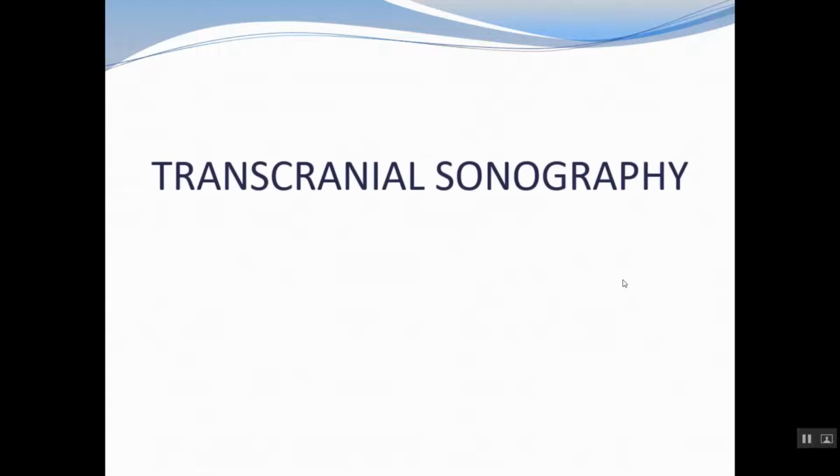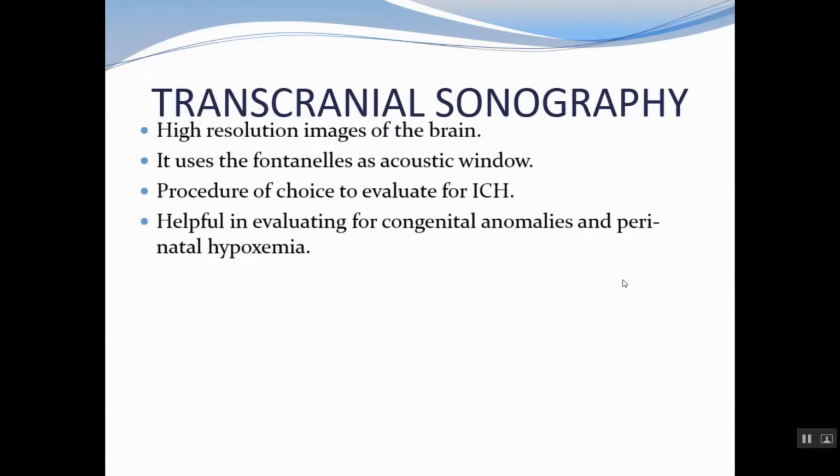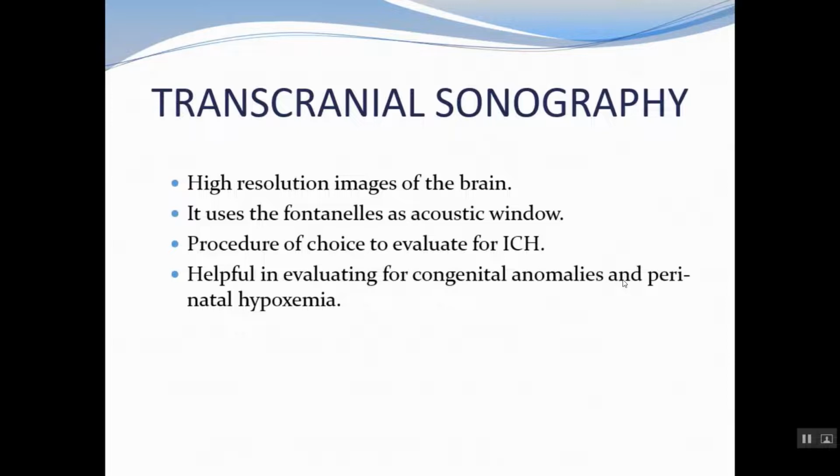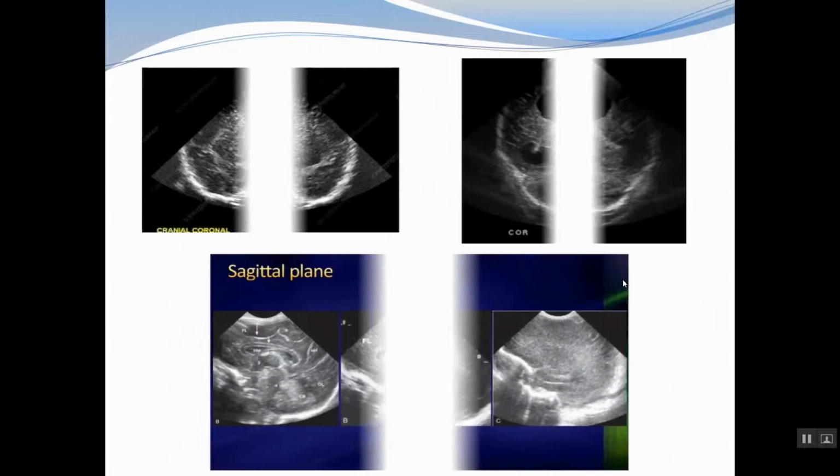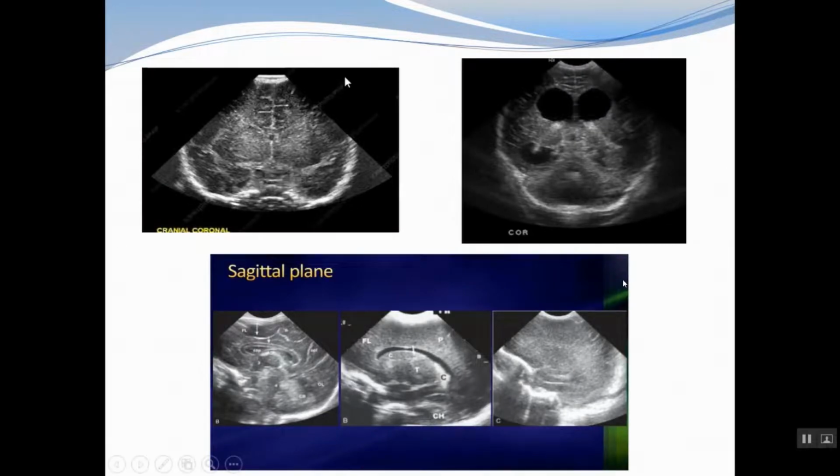The transcranial sonography gives a high resolution image of the brain, using the fontanelle as an acoustic window. It is the procedure of choice to evaluate for intracranial hemorrhage and hydrocephalus, and is helpful in evaluating congenital anomalies and perinatal hypoxia. Here is the coronal plane of the transcranial sonography. There is dilatation of the ventricles, hydrocephalus, seen in the coronal image. Here is a normal mid-sagittal plane through the corpus callosum and lateral ventricle.